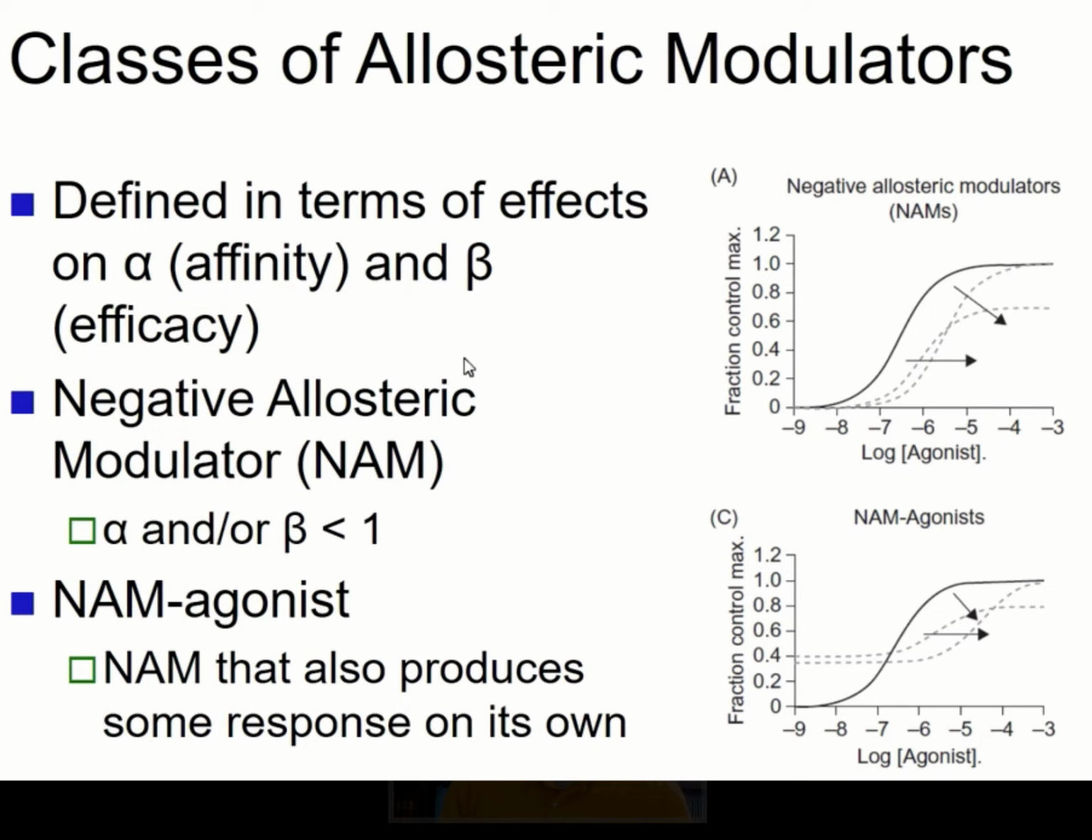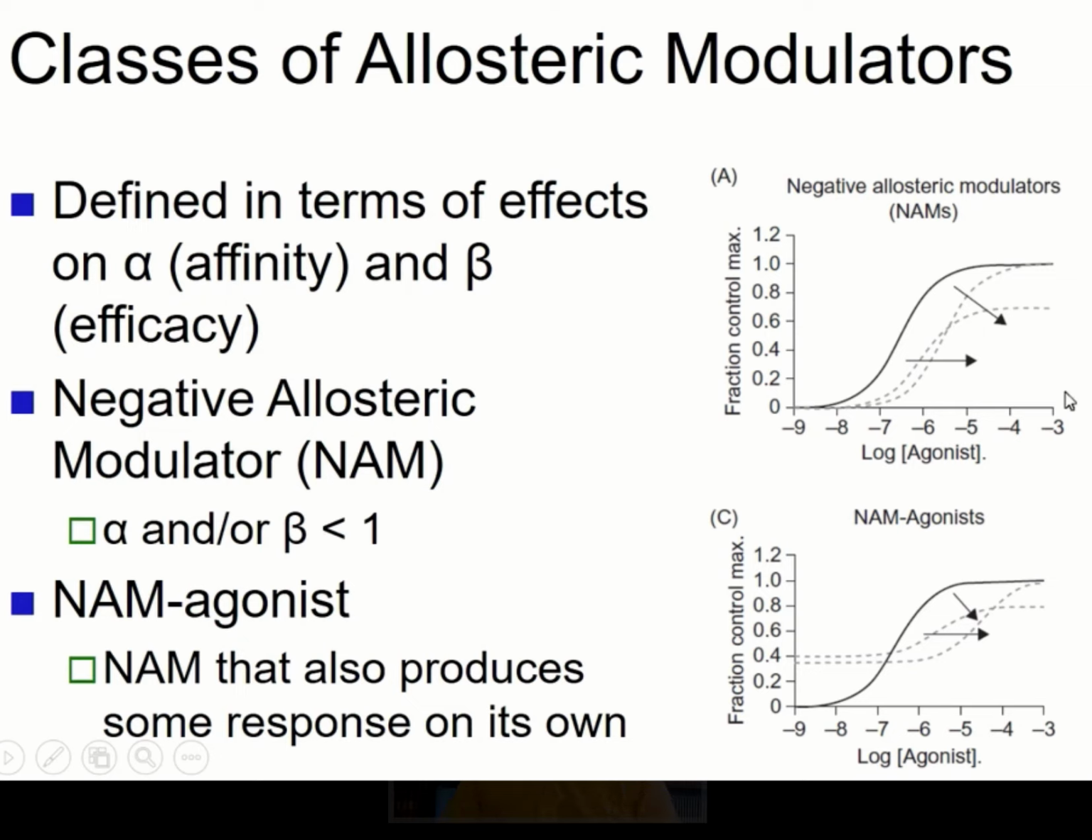We see that in the graph on the top right. So the dark line is a dose response curve of the agonist in the absence of allosteric modulator. The curve that I'm tracing here, the one that starts further right and ends at the same location, still reaches one response, is going to be decreasing affinity only. The one below that looks like decreasing alpha and beta. We shifted to the right and down.